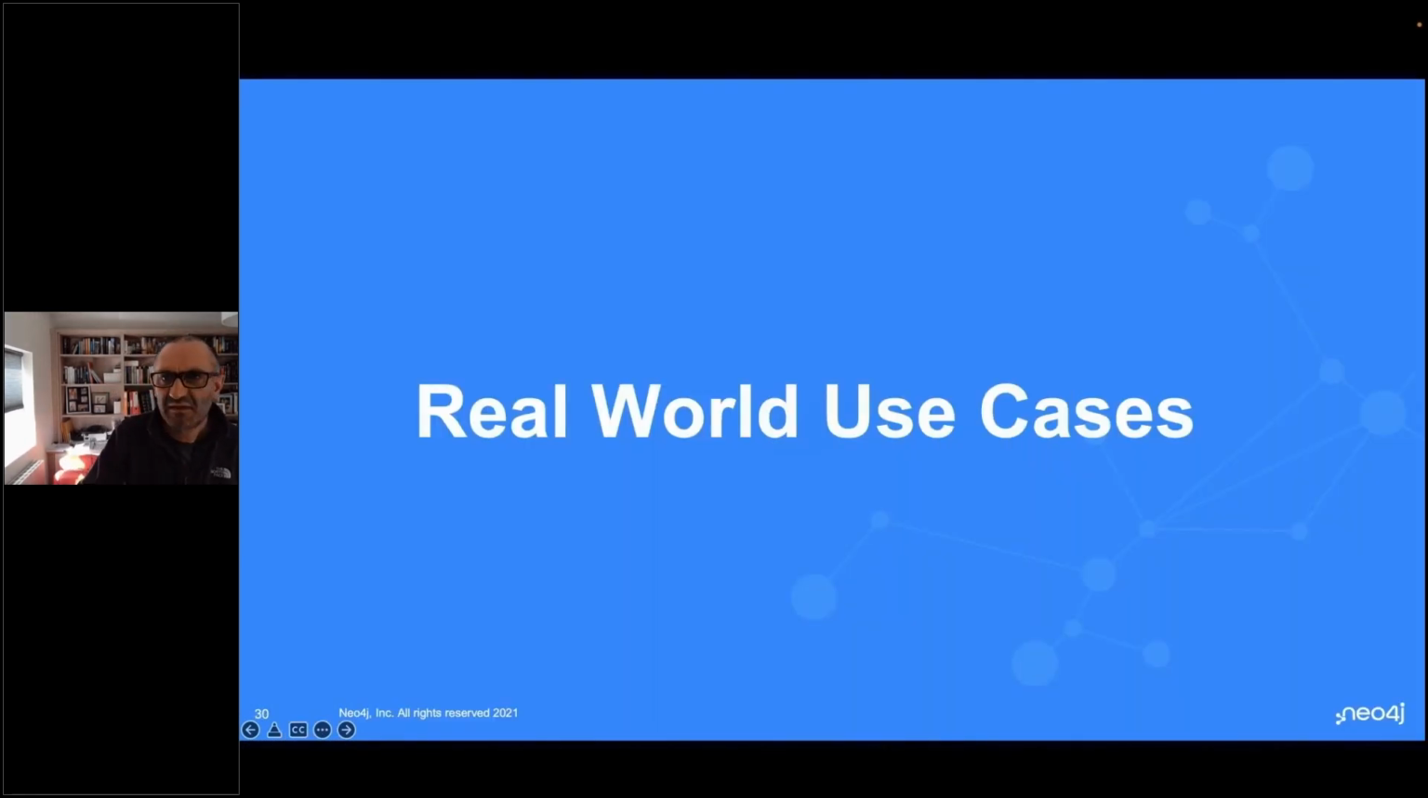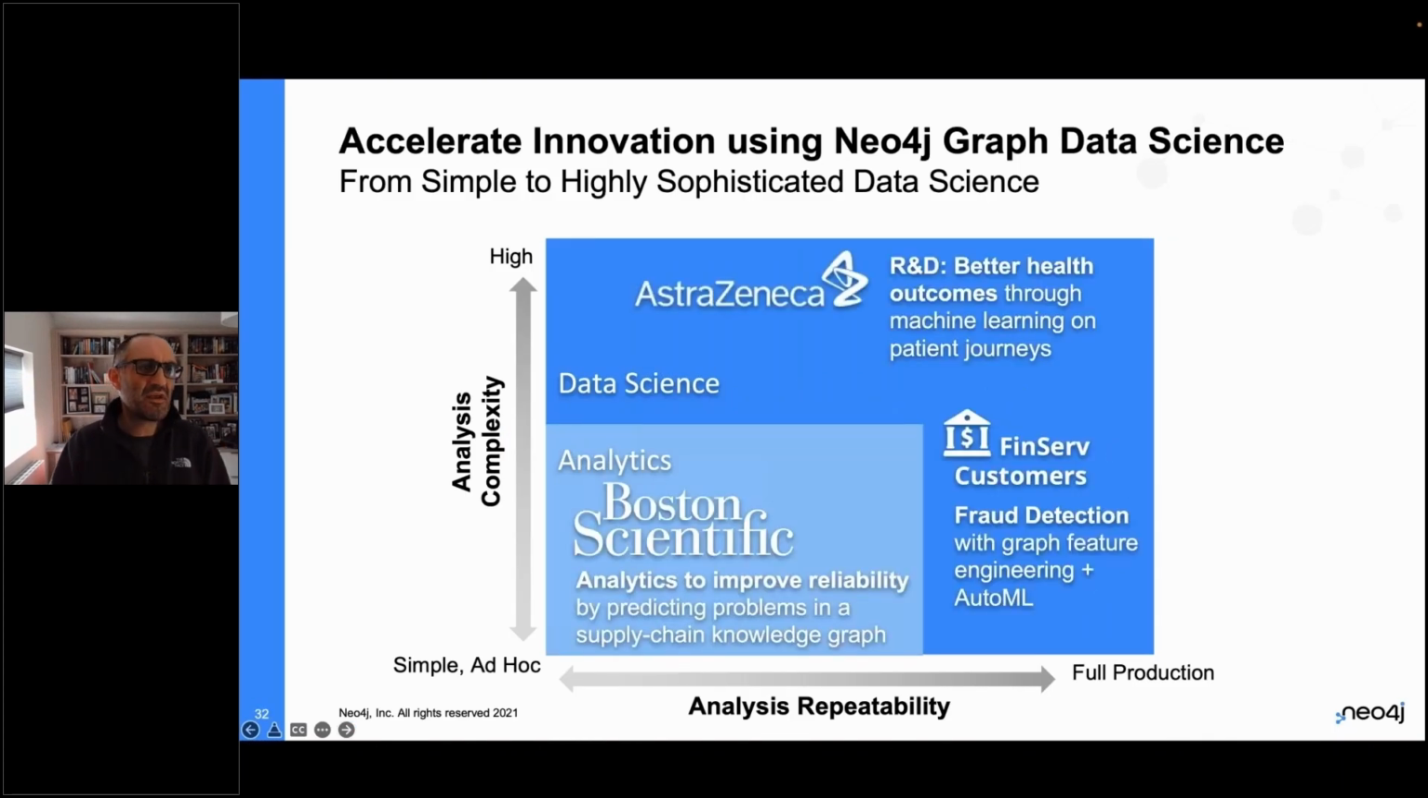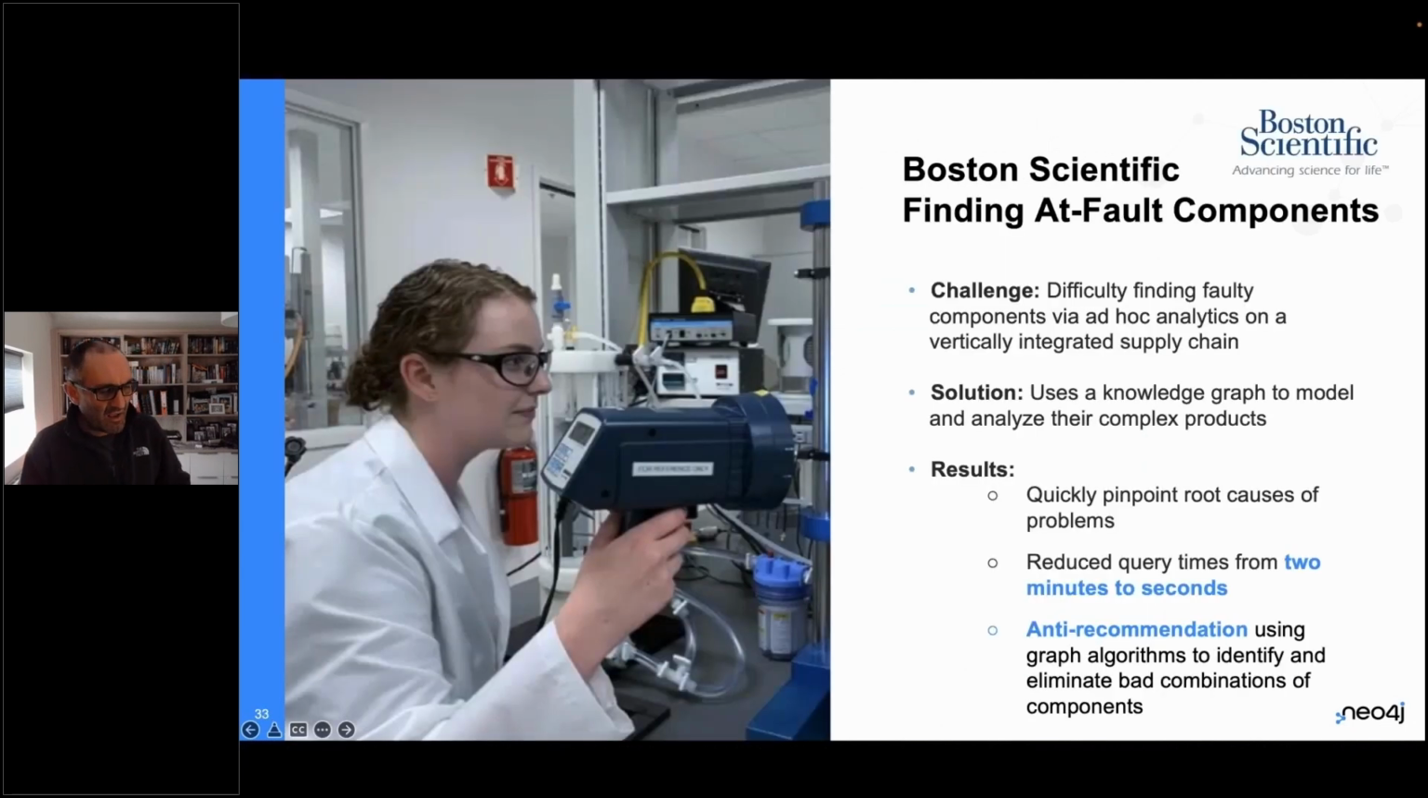So in terms of use cases, loads of people are doing this. I've picked a few for this. Boston Scientific and AstraZeneca in particular. And Boston Scientific's problem was supply chain. They build stuff that scientists use, and they had difficulty finding faulty components in their supply chain, which was really hammering not only their ability to make money, I guess, at the bottom line, but also jeopardizing the reputation of their instruments, which of course they can't have. We need to have calibrated instruments that we can trust.